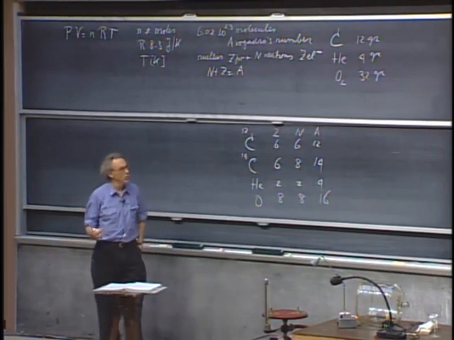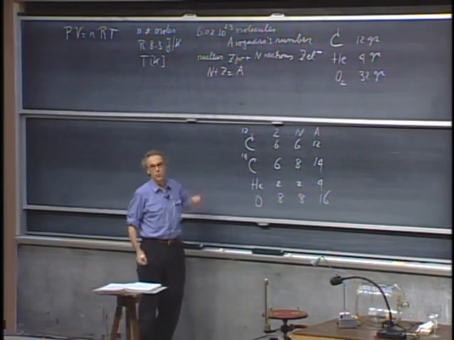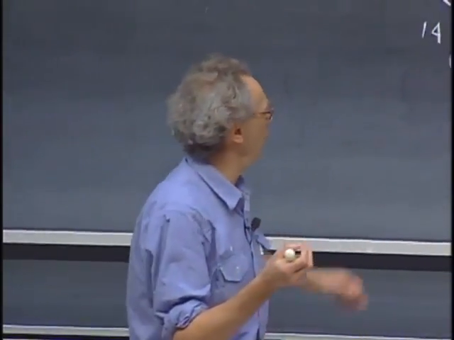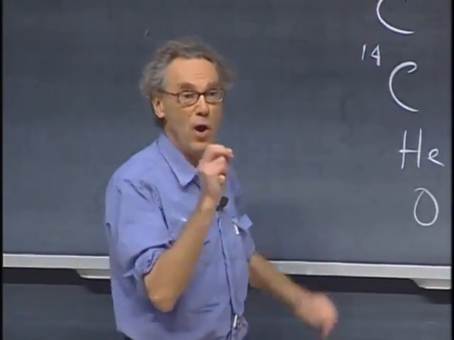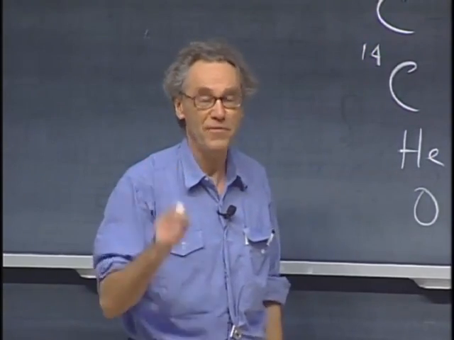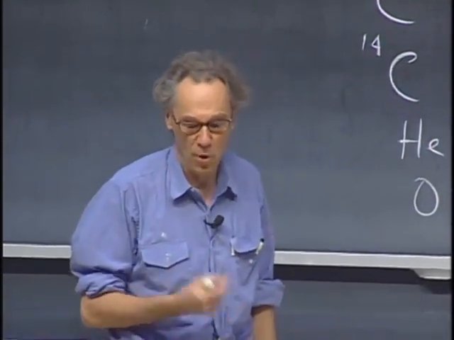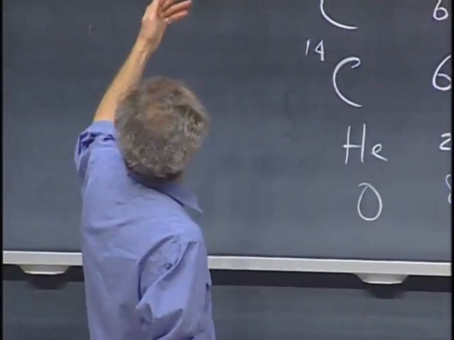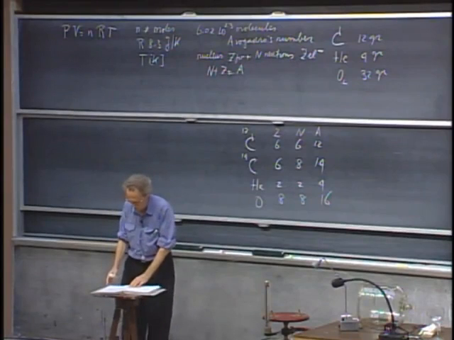In fact, Avogadro's number is defined through carbon-12. If you take 12 grams of carbon-12 and you count the number of atoms that you have, then you find exactly Avogadro's number. That's the definition of that number, and that's very close to what we have there, 6.02 times 10 to the 23rd.